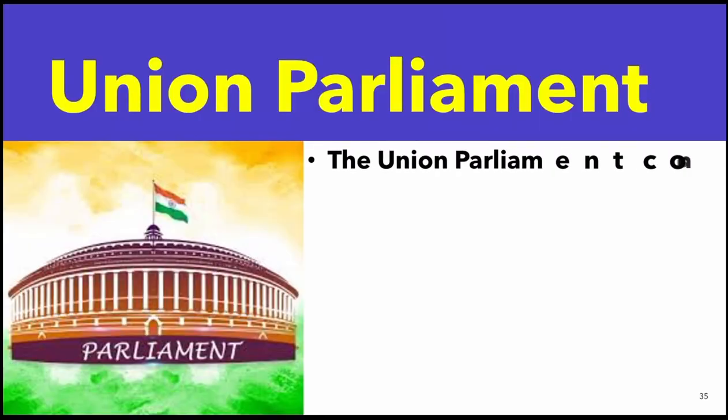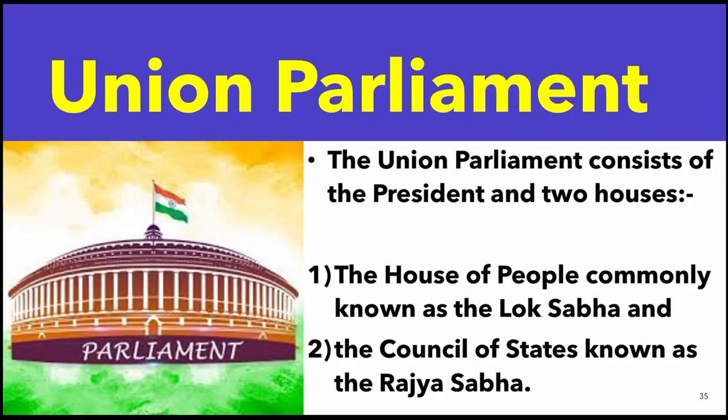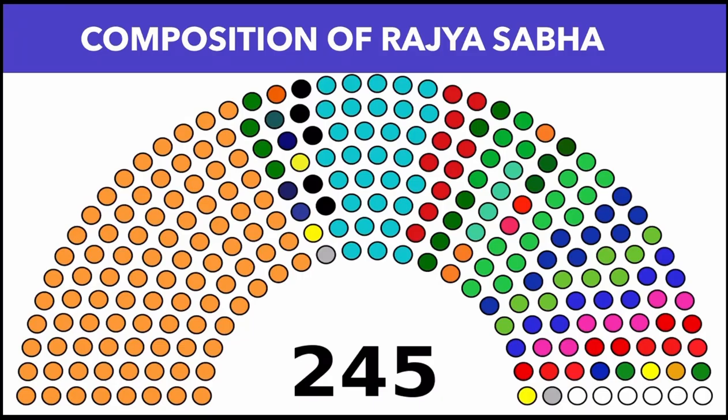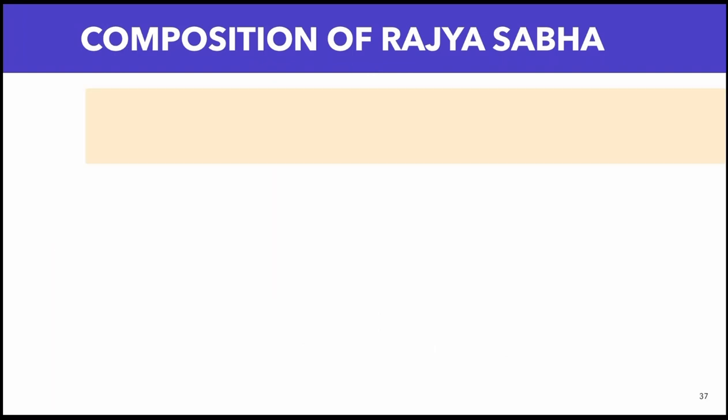As we discussed in the last discussion, there are two types of houses in the Union Parliament, that is Lok Sabha and Rajya Sabha. As we are discussing here Rajya Sabha, let's start this discussion by knowing the composition of Rajya Sabha.